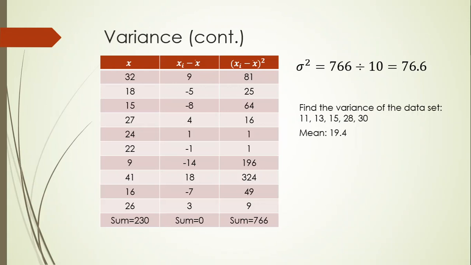Okay, the mean of the data set is 19.4. The sum of all of the deviances squared is 317.2. So the variance, when we divide that by 5, is 63.44.